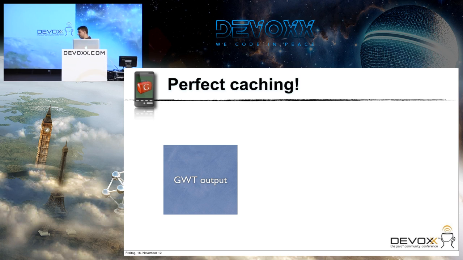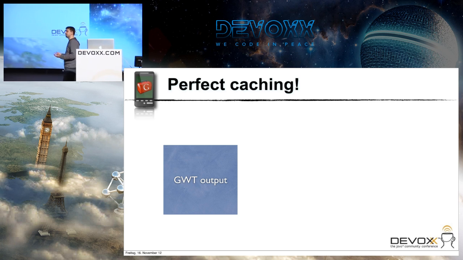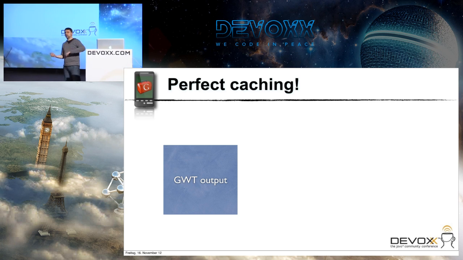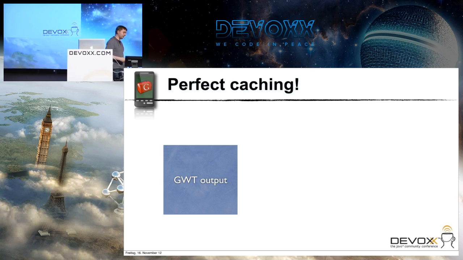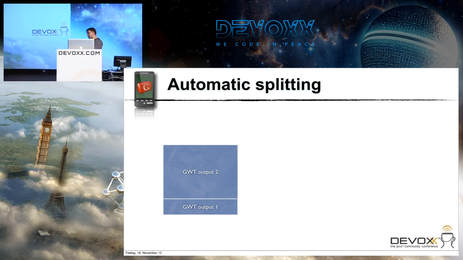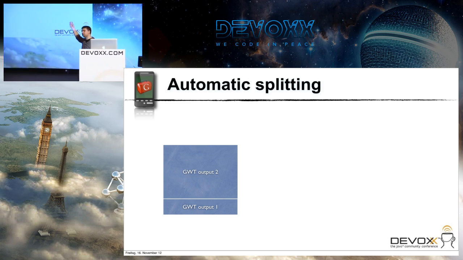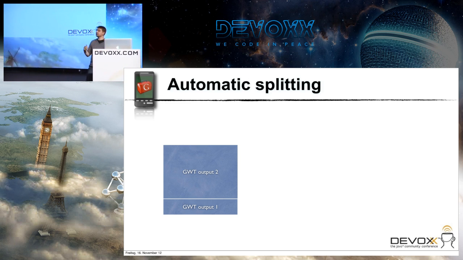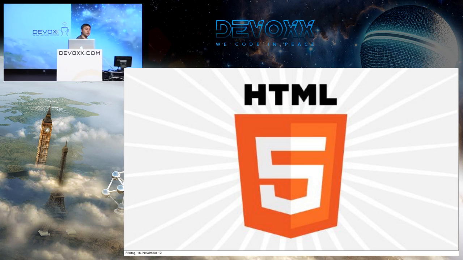And on that big output, we can actually enable perfect caching. So no worries about some clients getting older versions if they're not supposed to, and the other way around. But because we can see all the output, you can actually tell us where we need to split up the output, so we can download a small chunk at first, while the other big chunk is downloading in the background, so users can already use the application.